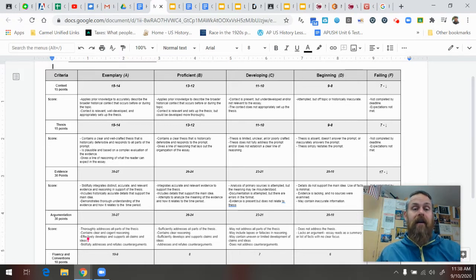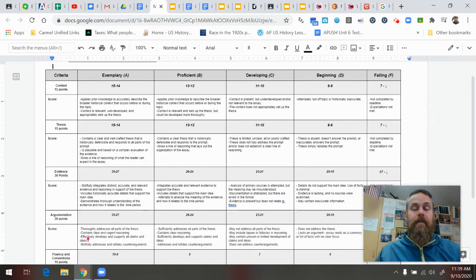After you have provided the context, you're going to move into the next piece of the rubric, which is your thesis. And your thesis needs to be clear, needs to be direct, and it needs to address all parts of the prompt. It also should be complex. We'll talk about that in a second. Okay, so your context should move directly into your thesis. If you notice on the context point, relevant and well-developed and appropriately sets up the thesis. So there should be a smooth transition from your historical context into your thesis statement.